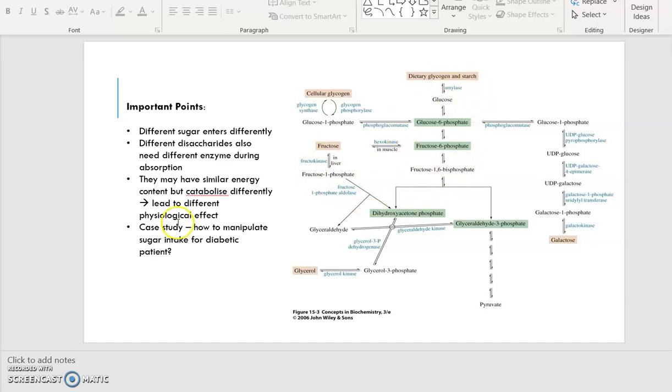You can try to go through this case study on how to manipulate sugar intake for a diabetic patient, to understand how different sugars actually affect your body.